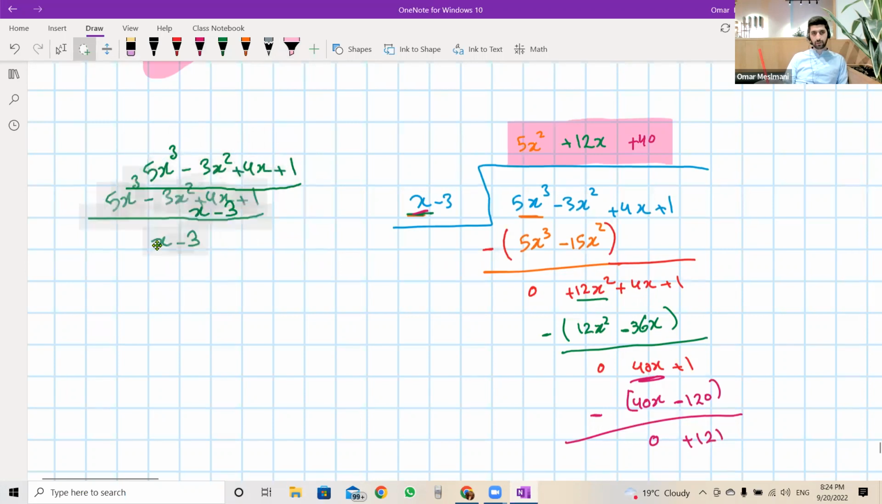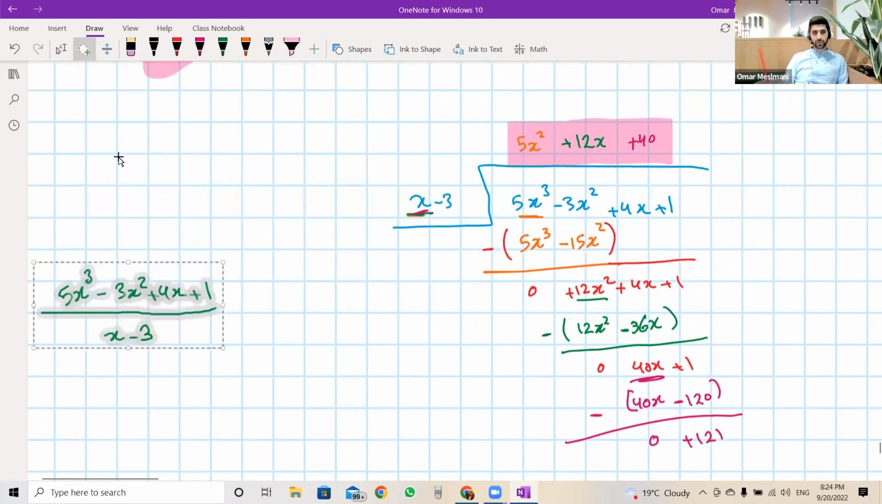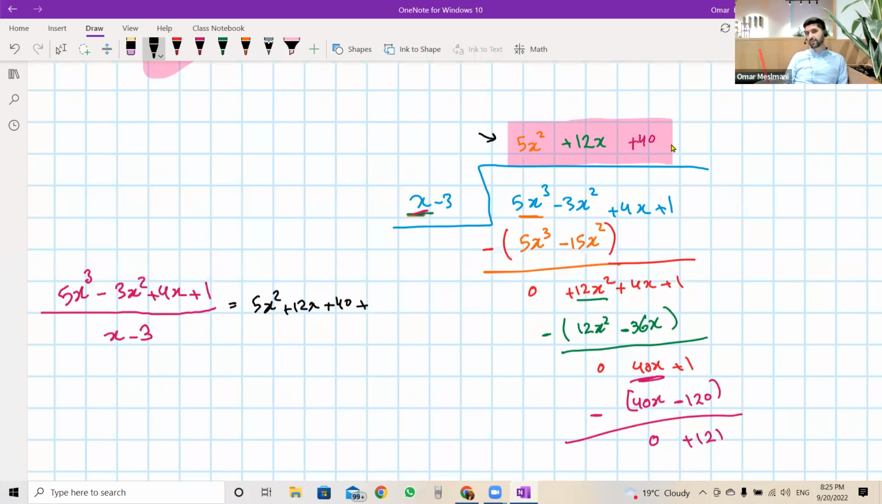121, I will tell you what to do. So that was the question. The answer of it is 5x squared plus 12x plus 40 plus, you didn't finish, all right? You do a fraction, you say whatever your remainder is over the same fraction. Careful about this one, okay? It's important and it is easy and it's important at the same time.